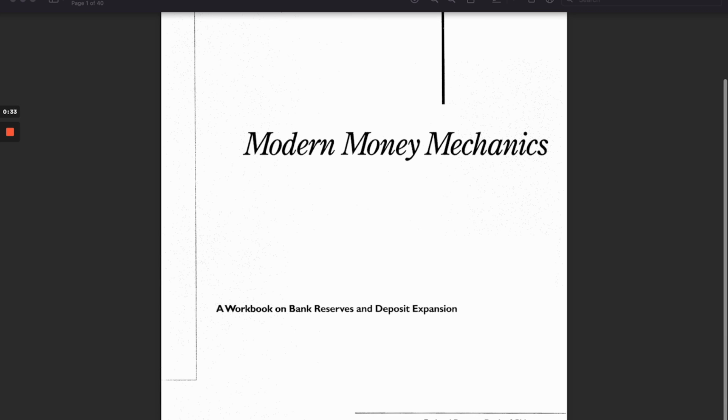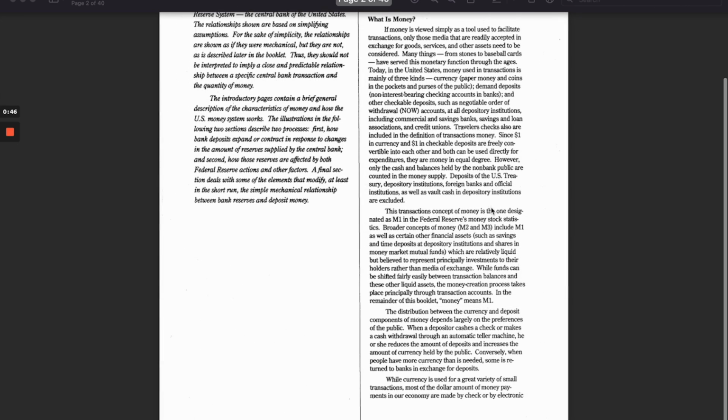As you can see down here, Federal Reserve Bank of Chicago. You can Google this, just type in Modern Money Mechanics PDF and you can download it for yourself as well. We'll have a link to this in the description box as well. So let's get into it.